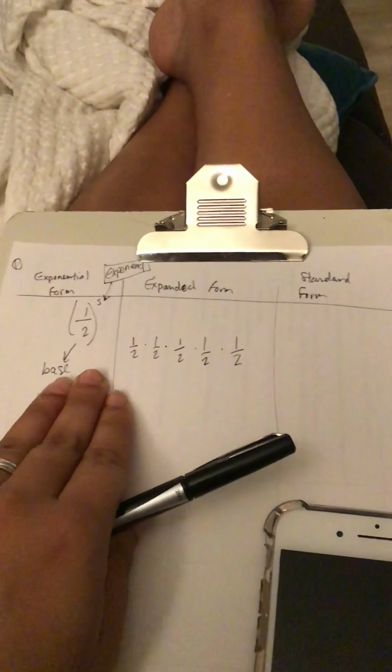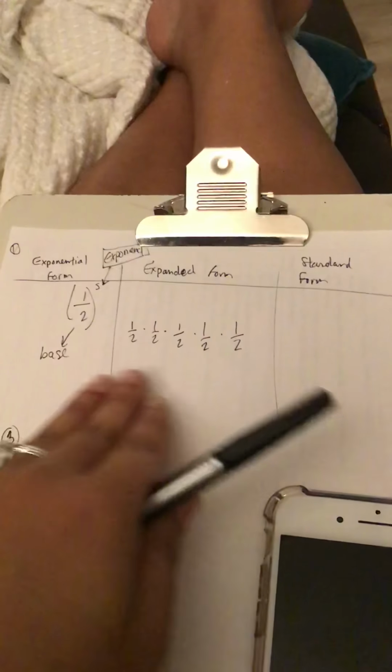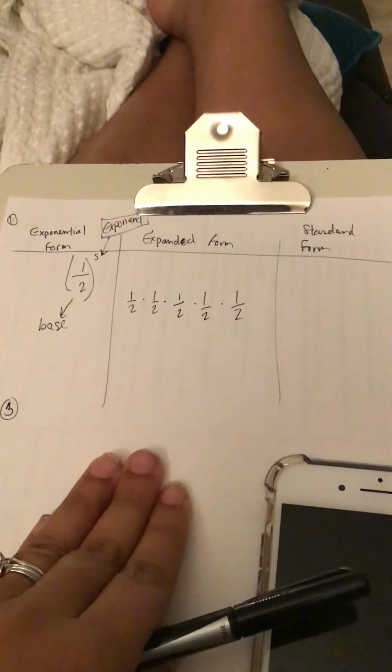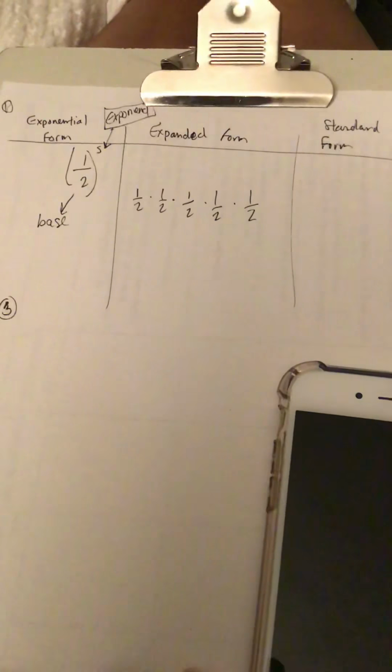Another thing I want you to think about is that these are 3 different forms. That means that this number 1/2 to the 5th power is actually equivalent to 1/2 times 1/2 times 1/2 times 1/2 times 1/2. They're all equivalent to each other. They're just different ways of representing the numbers, different formats. All right, so next we're going to talk about standard form.